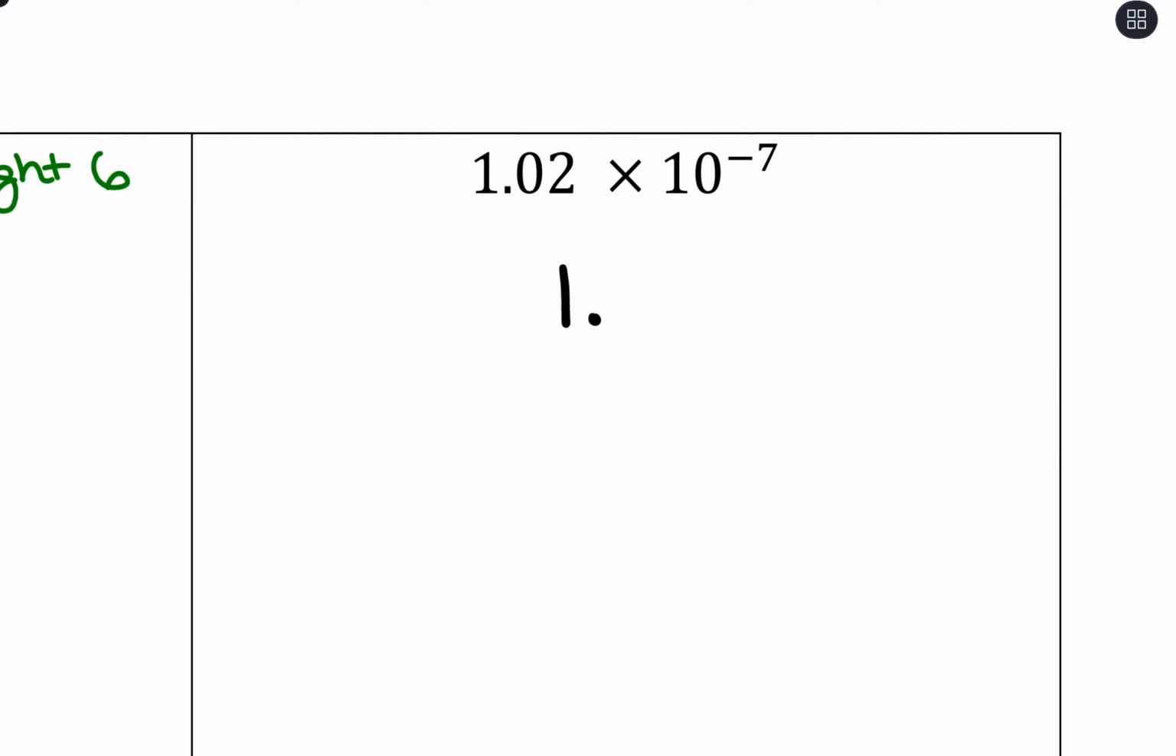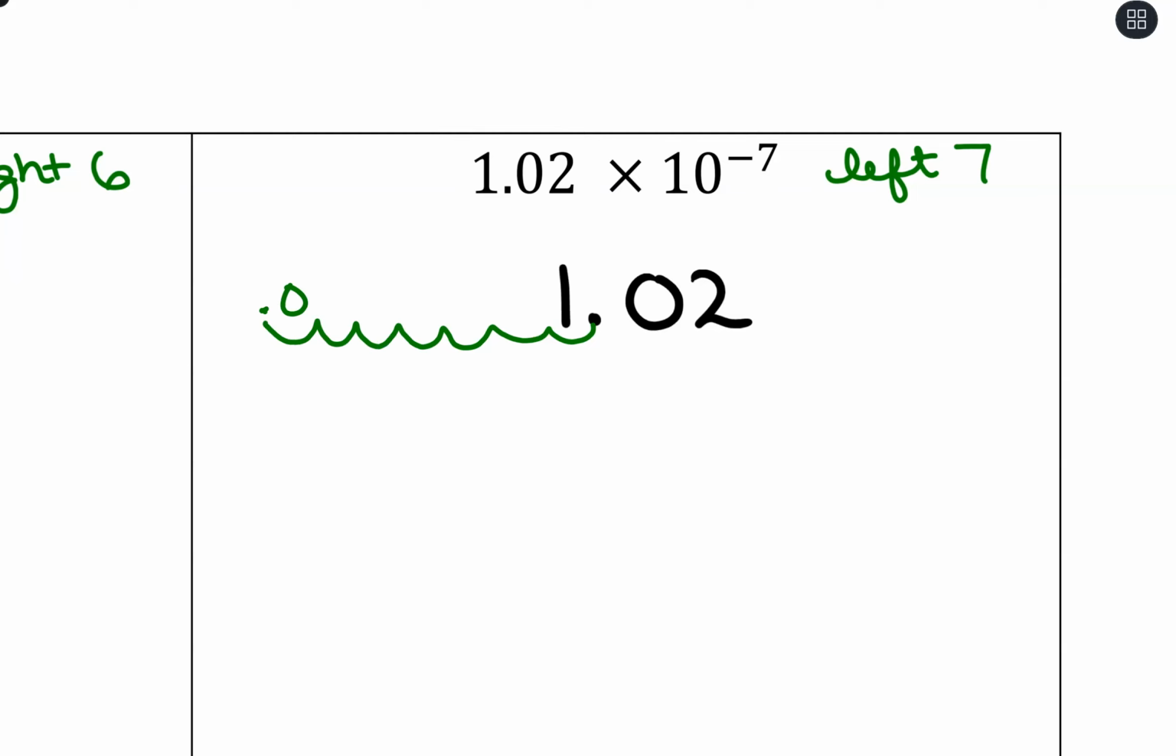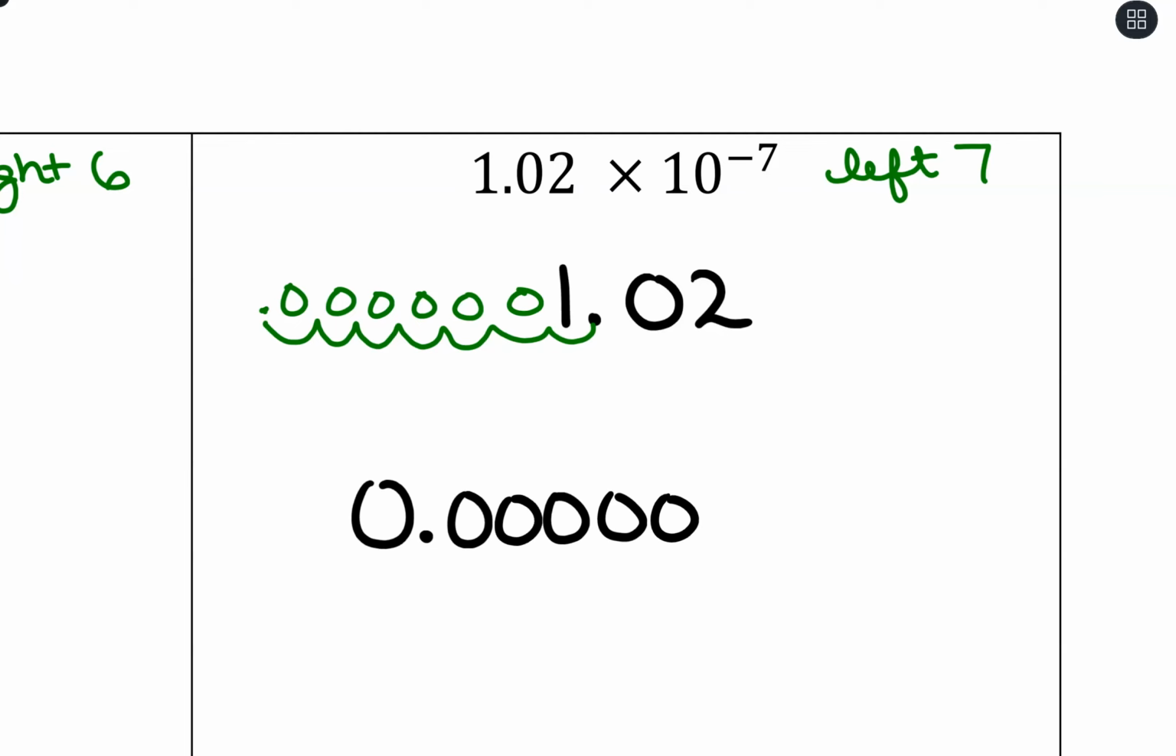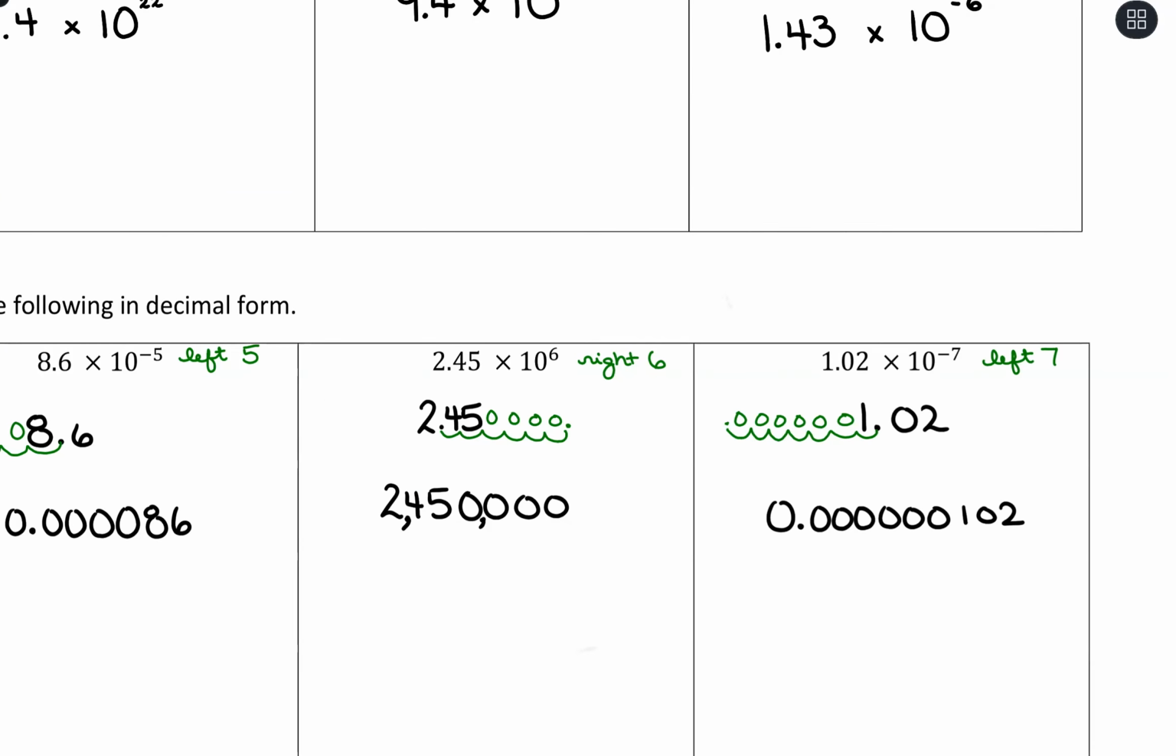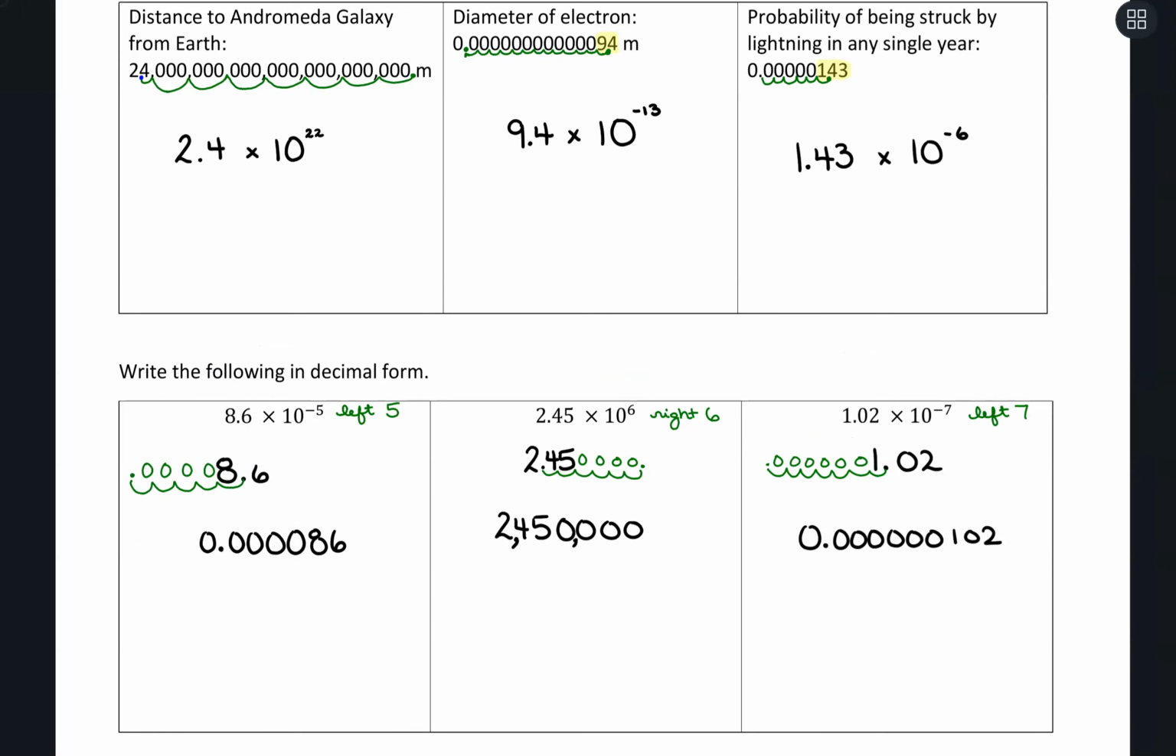Okay, 1.02, and we are moving to the left 7 units. So I'm going to go 1, 2, 3, 4, 5, 6, 7. So we're going to have 6 zeros there before the 102. 1, 2, 3, 4, 5, 6, 102. So there's an introduction to our scientific notation and how we can convert between the two forms.